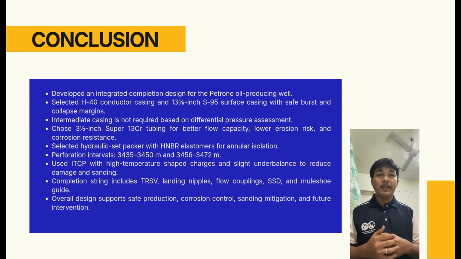A hydraulic set packer with HNBR elastomers is used to provide annular isolation under high temperature and corrosive conditions. The recommended perforation intervals are 3435 to 3450 meters and 3456 to 3472 meters. ITCP with high temperature shaped charges and slight underbalance is proposed to improve flow communication while reducing formation damage and sanding risk. Overall, this design supports safe production, well integrity, corrosion control, sanding mitigation, and future well intervention for the Petron well. That's all from us.